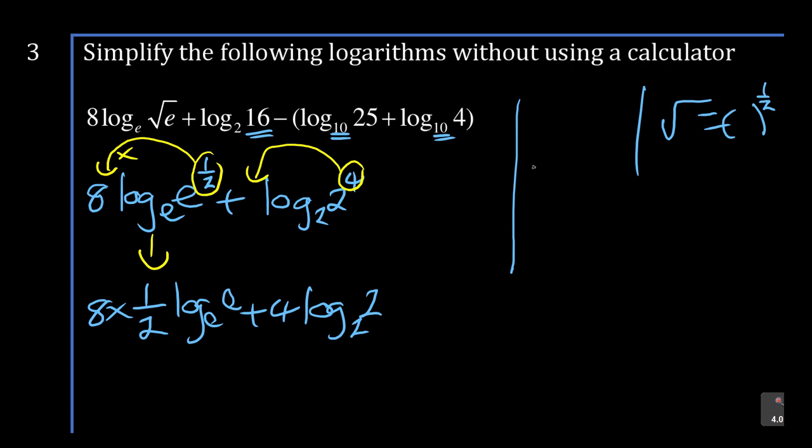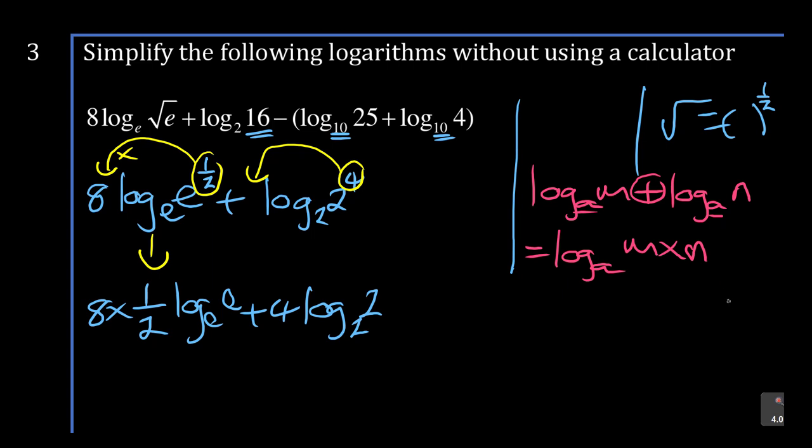Remember, the first law says, if you're given log in base A, for example, of M, plus log again in base A of N, the base is the same, then this is equal to log. You write the log once in base A. Because of plus, you say M times N.